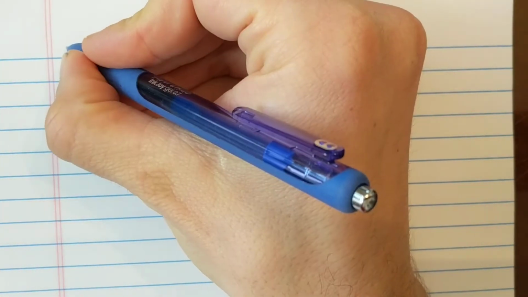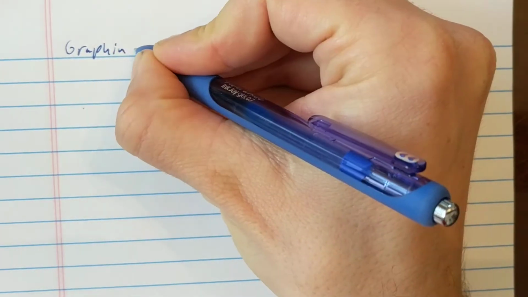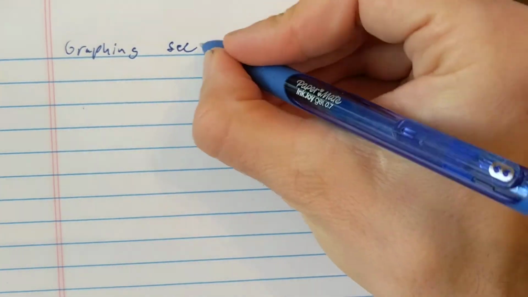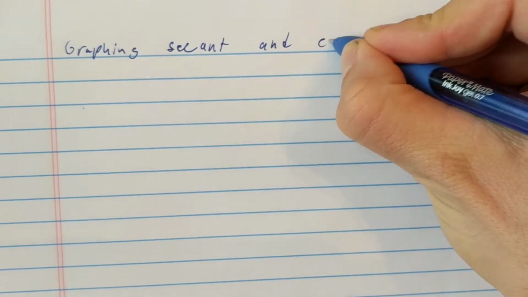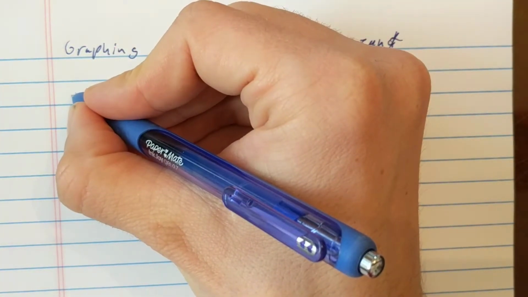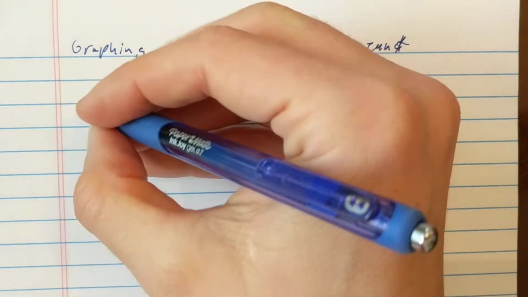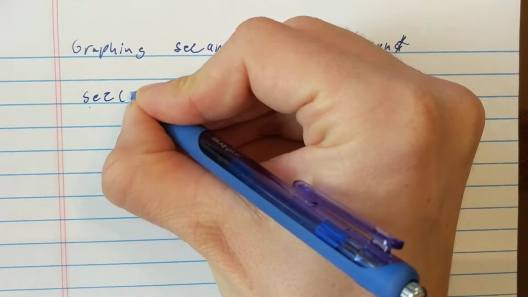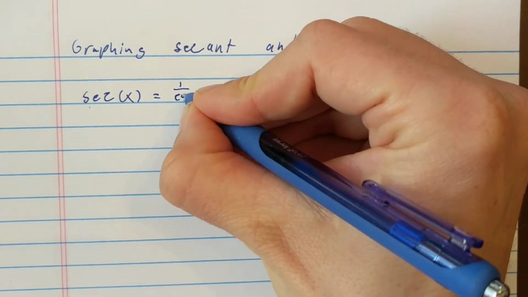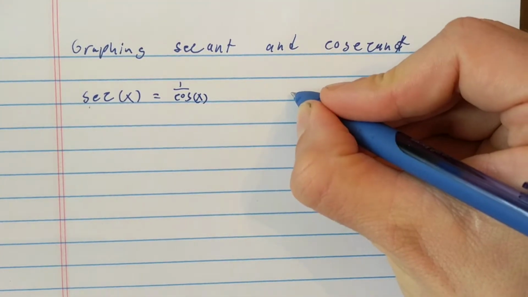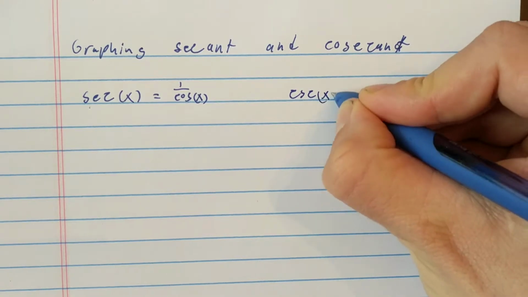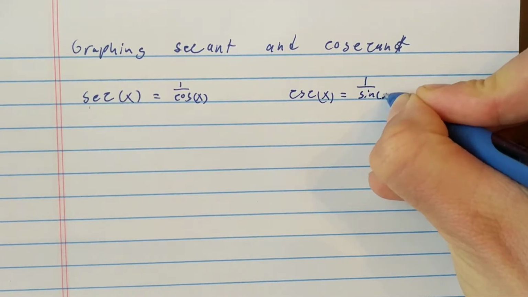All right, so next on the list, we did sine and cosine, so now we are actually going to be graphing secant and cosecant. As you know, we proved it using similar triangles on the unit circle, but basically, secant of x equals 1 over cosine of x, and cosecant of x equals 1 over sine of x.